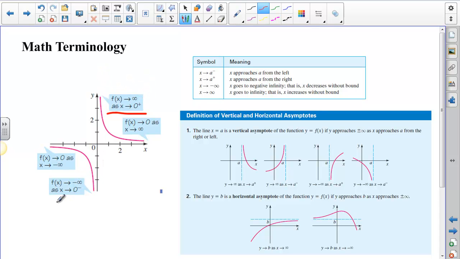Down here, likewise, if you look, f of x goes to negative infinity as x goes to 0 from the left. You can see that as we get closer and closer to 0, these numbers are going to get more and more negative, or larger negative numbers going towards negative infinity. We can also see that f of x goes to 0 as x goes to infinity, meaning as my x values get larger and larger and larger, my y values get smaller, but they're never going to get to 0.